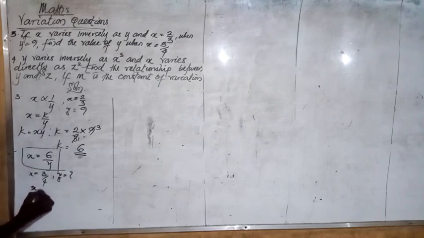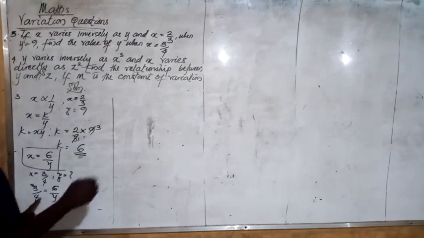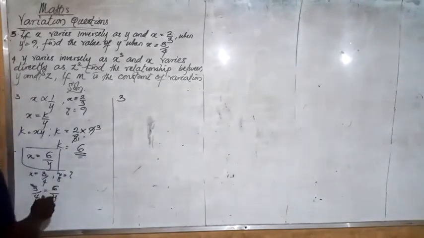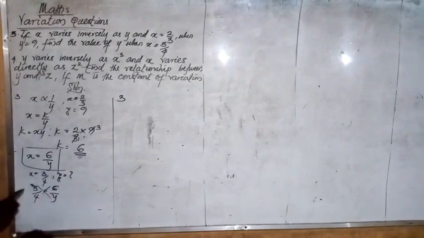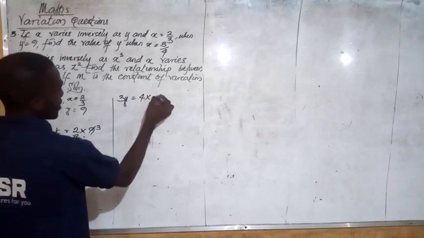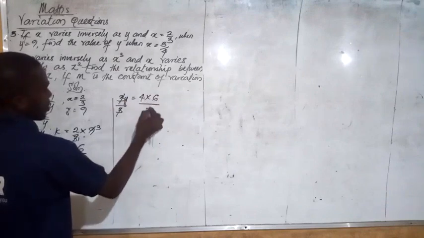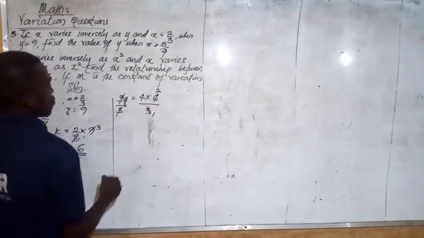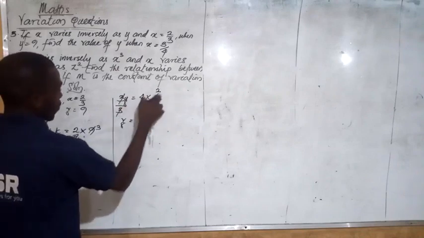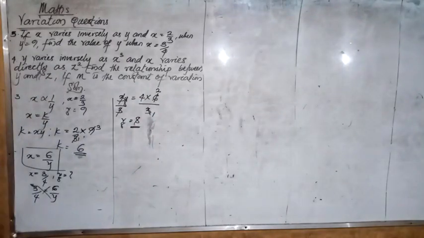We have x, which is 3 over 4. We have 3 over 4 is equal to 6 over y. So we can easily cross multiply there. When we cross multiply, we have 3y is equal to 4 times 6. So you divide both sides by 3, and then you have y will be equal to 4 times 2, and that is 8. Alright, so that was quite easy.